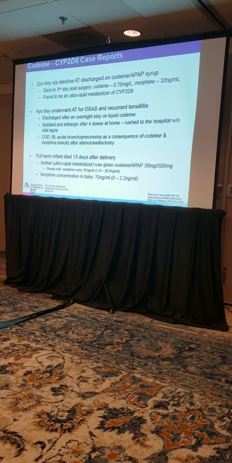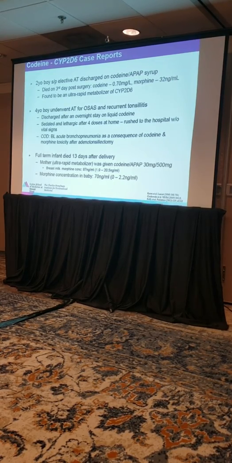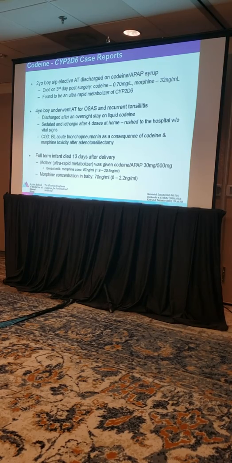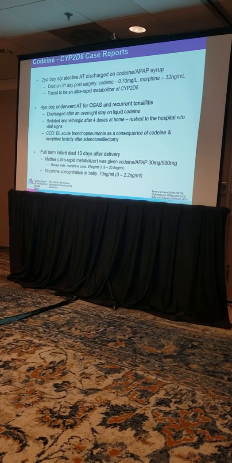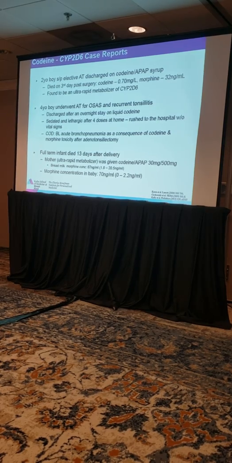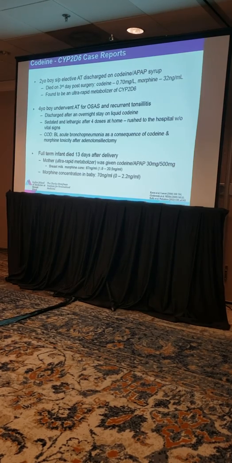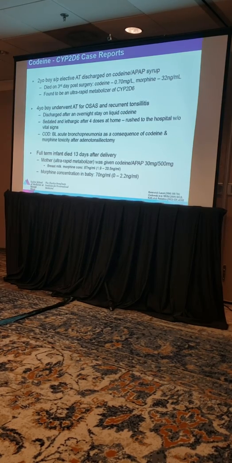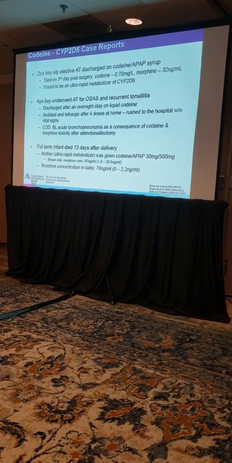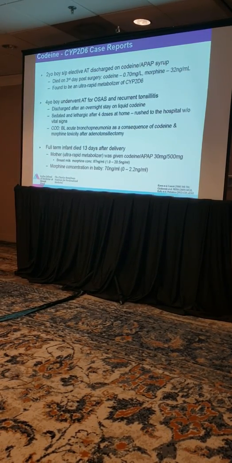And lastly, there was a full-term infant that died 13 days after delivery. A normal, healthy baby, died 13 days after delivery. And this case is interesting because the mom was prescribed codeine with acetaminophen for pain, for C-section. Wow. And as she's taking this, she's an ultra-rapid metabolizer, breastfeeding her child, and doesn't know that she's actually transferring morphine through the breast milk to the baby. So the baby died as a result of morphine toxicity as well. And the morphine concentration was 70 nanograms per ml in this baby.